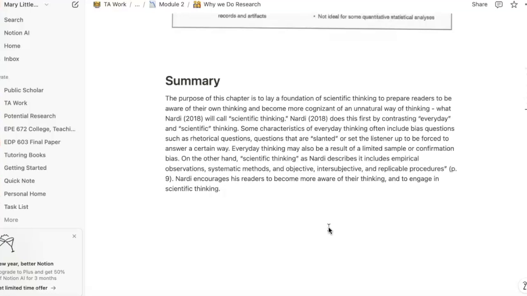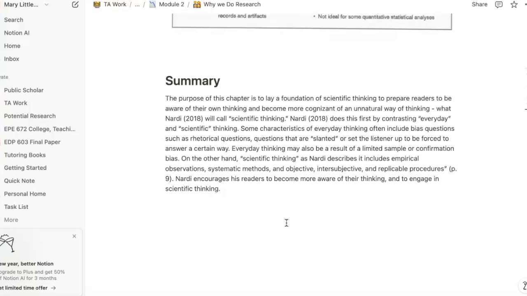that I would do if it was for like a major project. So for the summary, I wrote, the purpose of this chapter is to lay a foundation of scientific thinking to prepare readers to be aware of their own thinking and become more cognizant of an unnatural way of thinking, what Nardi will call scientific thinking. Nardi does this first by contrasting everyday and scientific thinking. Some characteristics of everyday thinking often include biased questions, such as rhetorical questions, questions that are slanted, or set the listener up to be forced to answer in a certain way.